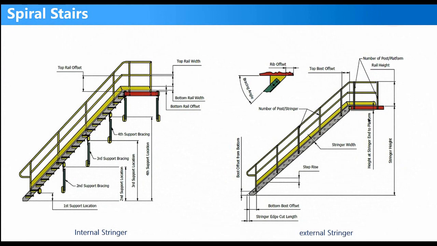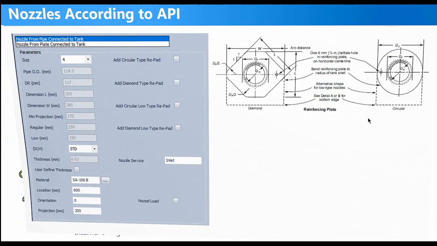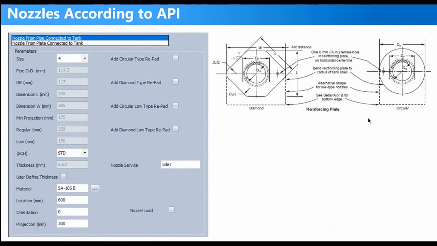Here for the spiral stairs, you have the ability to add a spiral stair to your storage tank, and you can add any number of levels of spiral stairs to your model. For nozzles, you have 2 different types of nozzles: the API nozzles, or nozzles according to the API requirements, and the nozzles according to ASME requirements.